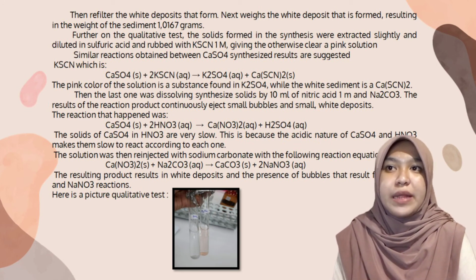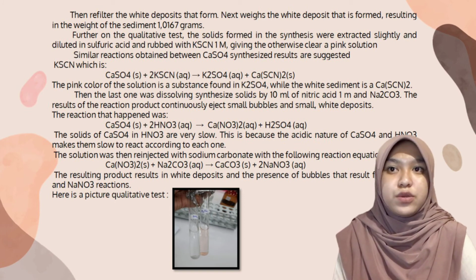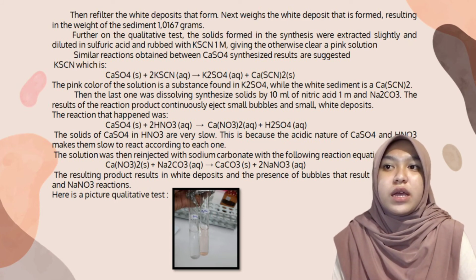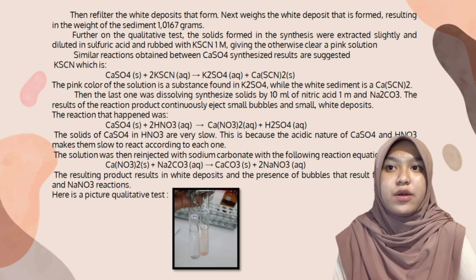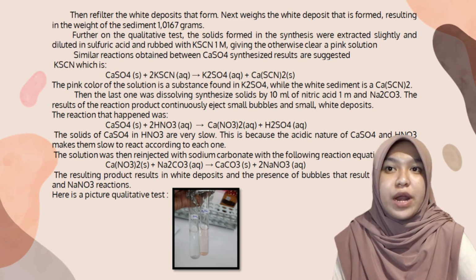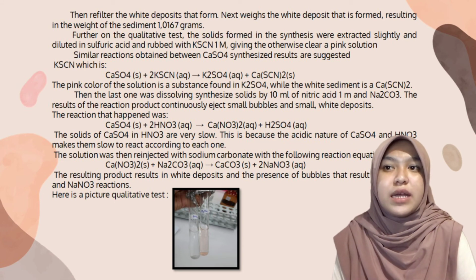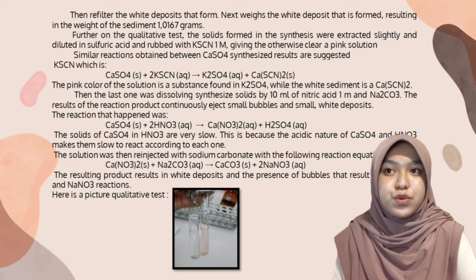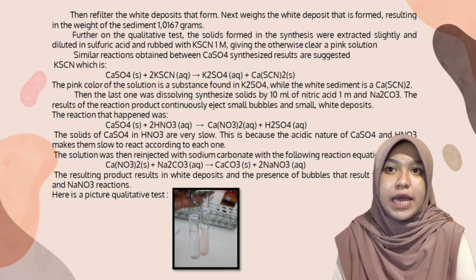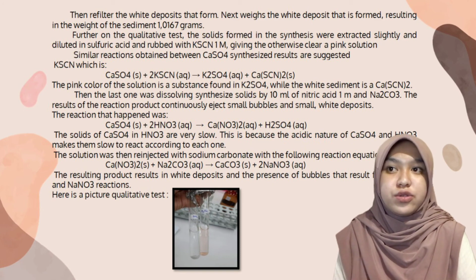And the reaction that happens was CaSO4 plus 2HNO3 produce Ca(NO3)2 plus H2SO4, and the dissolving of solid CaSO4 in HNO3 is very slow. The solution was then made basic with sodium carbonate with the following reaction equation: Ca(NO3)2 plus Na2CO3 produce CaCO3 plus 2 NaNO3.